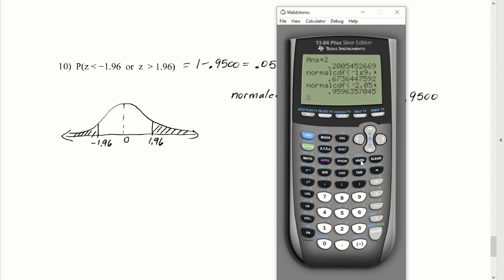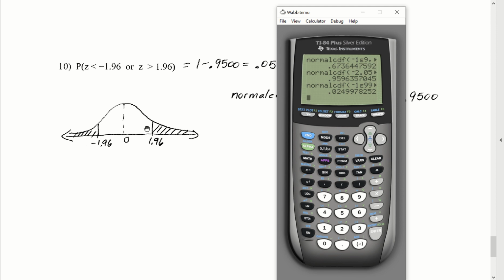So this would be second distribution. I'll go down to normal CDF. If I want the area in the left tail, then I need to look at the lower bound. It's going all the way to the left. That'd be negative 1 E99. The upper bound for that region that I'm looking at right here is negative 1.96, comma 0, comma 1. Go ahead, hit paste and hit enter. And that would give me this area right here, which would be the left tail area.